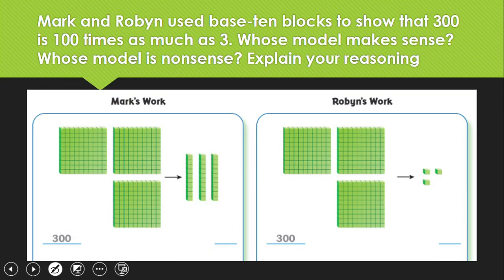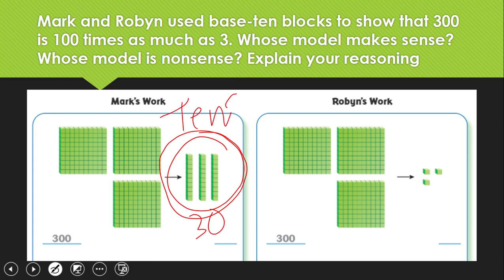Mark and Robin use base 10 blocks to show that 300 is 10 times as much as 3. Whose model makes sense? Whose model is nonsense? Explain your reasoning. Go ahead and take a look. So it's saying that 300 is 10 times as much as 3. So we can see here that Mark's model does not make sense. His model shows us 30. This is 30. Remember, this is our longs, our tens place. So he's actually showing something different.